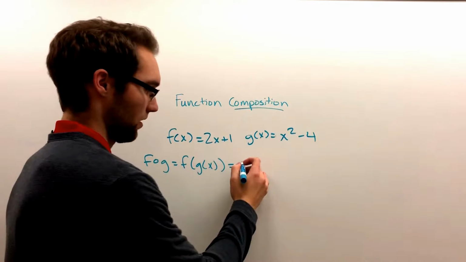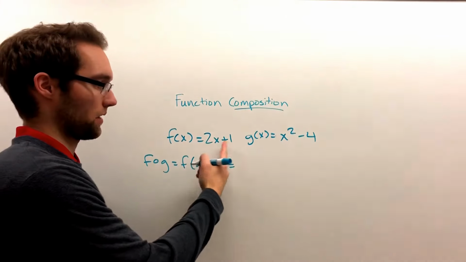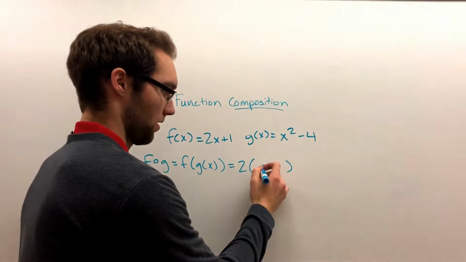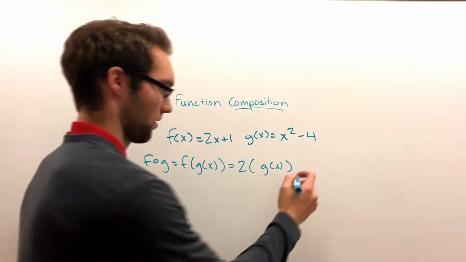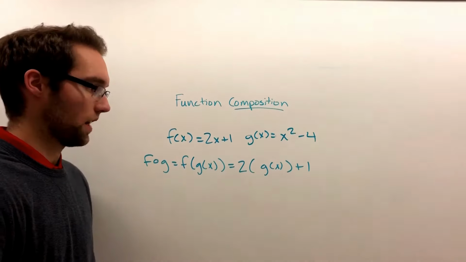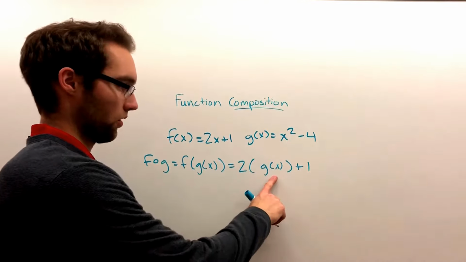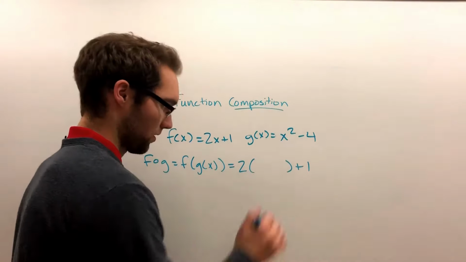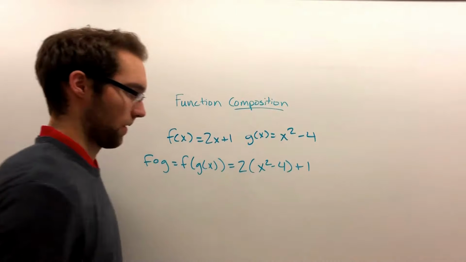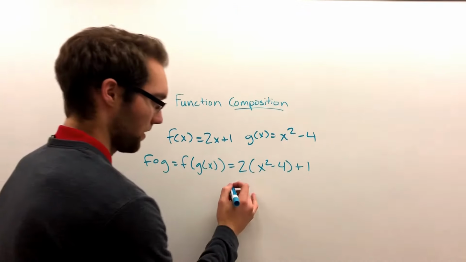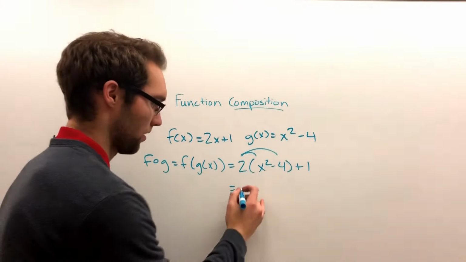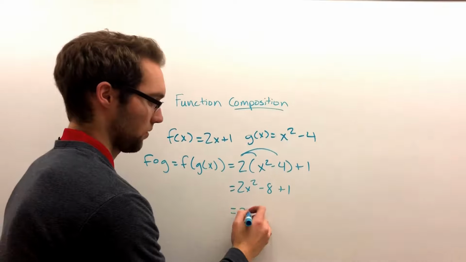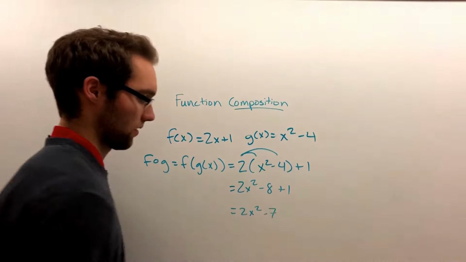So what that's going to look like, our f of x says we have 2x plus 1. So we're going to have 2 g of x, we'll do it like this first: 2 g of x plus 1. Now that we have it written this way, we look and see what g of x is equal to and plug it in there. So we'll have 2 times x squared minus 4 plus 1. Then to simplify this, we just need to shoot some arrows: 2x squared minus 8 plus 1, and then we combine these like terms. We have 2x squared minus 7.